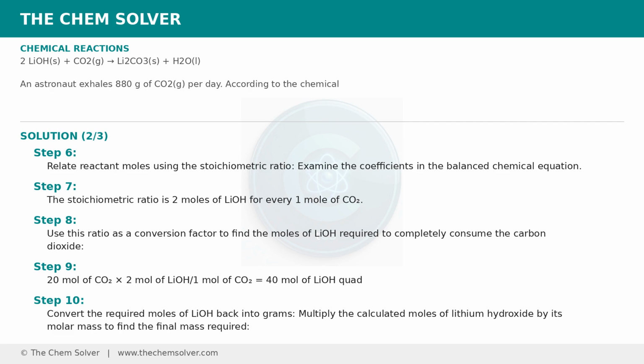20 moles of CO2 times 2 moles of LiOH over 1 mole of CO2 is equal to 40 moles of LiOH. Convert the required moles of LiOH back into grams. Multiply the calculated moles of lithium hydroxide by its molar mass to find the final mass required.